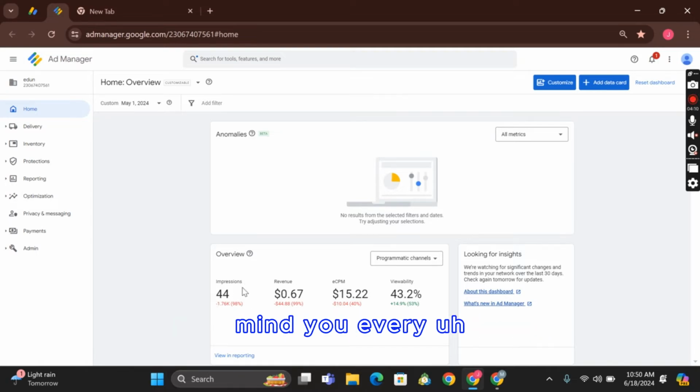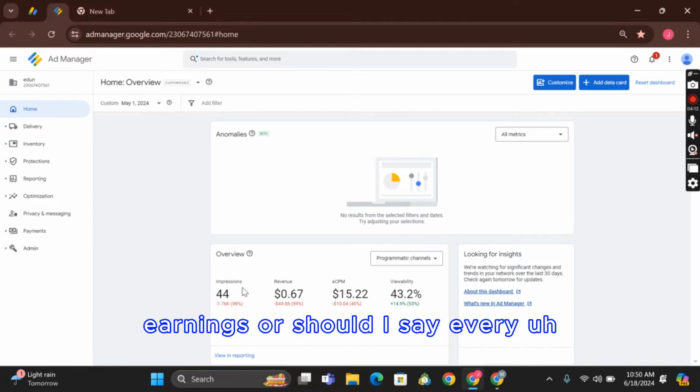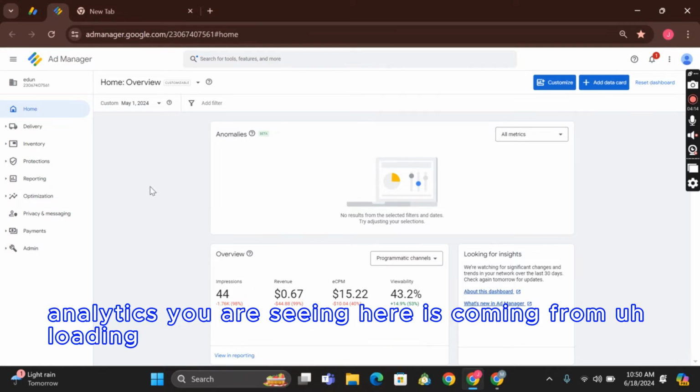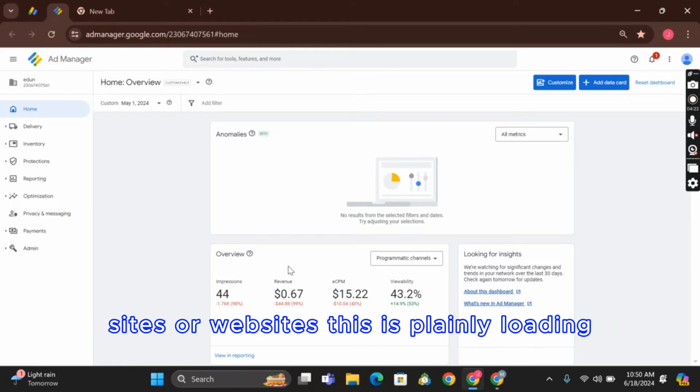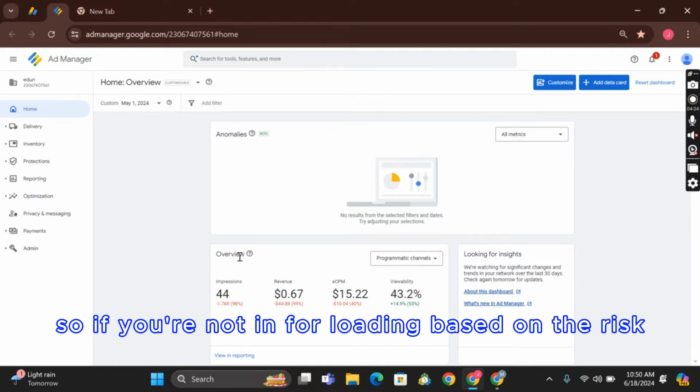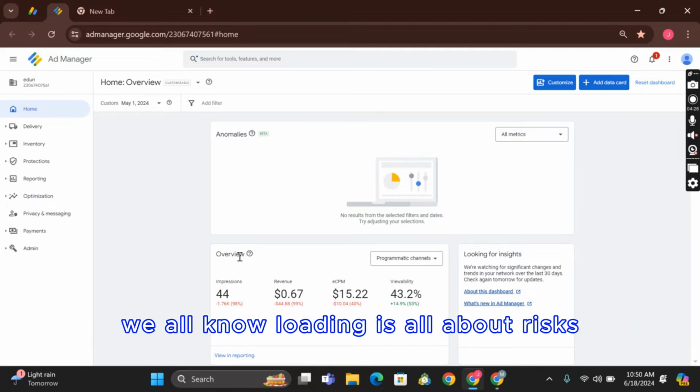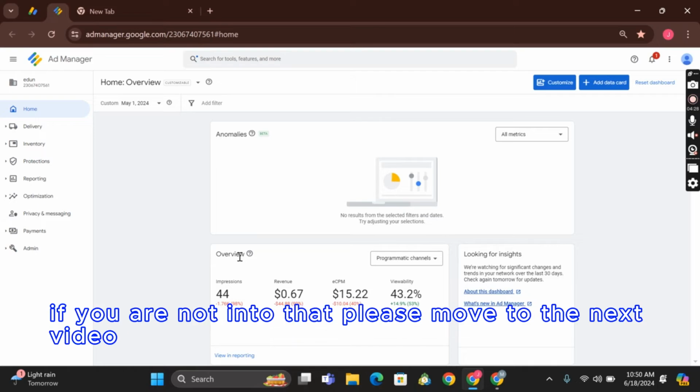Mind you, every earning, or should I say every analytics you are seeing here, is coming from loading, not arbitrage. I am not sending organic traffic from any site or website. This is plainly loading. If you are not into loading, based on the risks, we all know loading is all about risks. If you are not into that, please move to the next video.